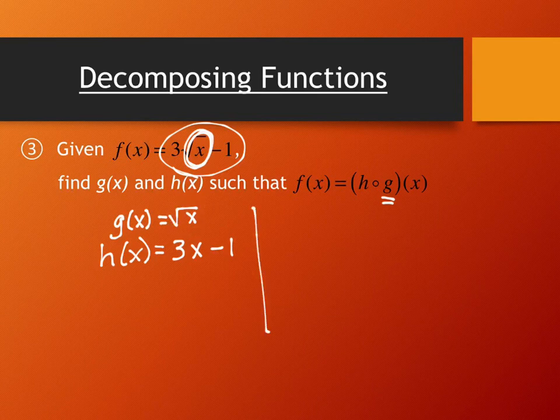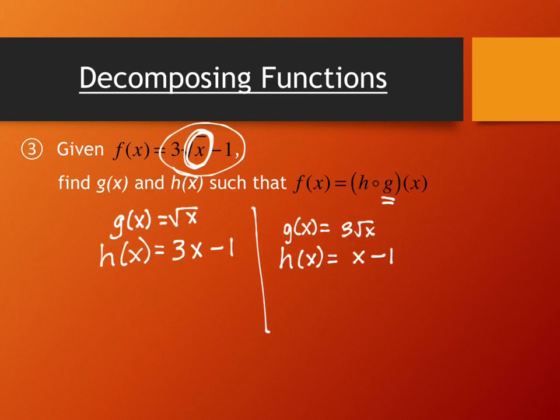Sometimes there's even more than two. The other thing you could do is you could let g of x equal 3 square root of x. If you did that, what would h of x be? X minus 1. And if you can imagine taking this and replacing it for x, do you get back to h? You do. So there are two valid decompositions for this particular equation that we are given.